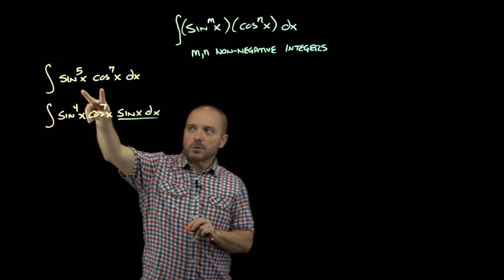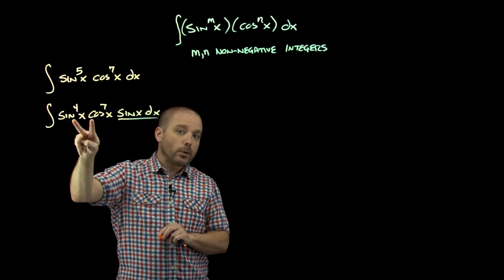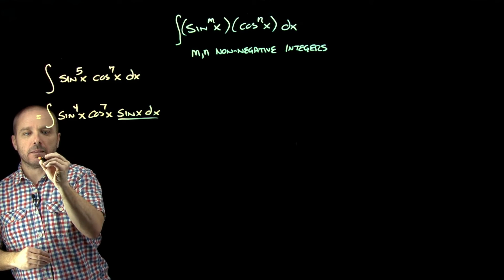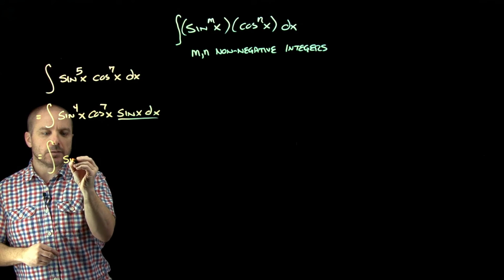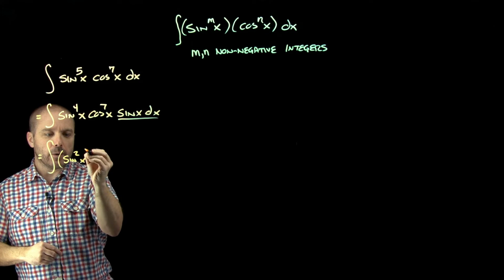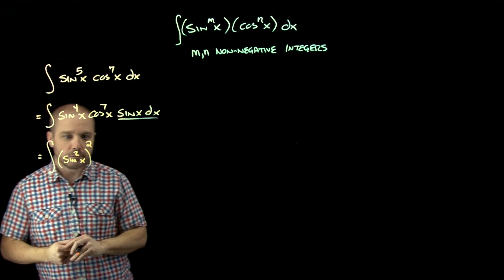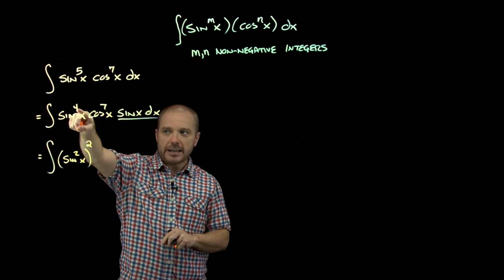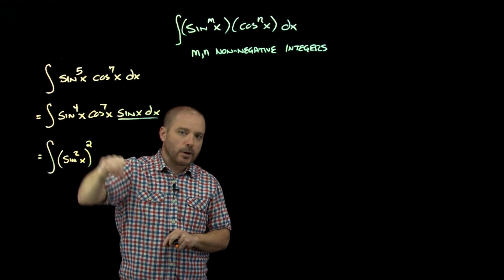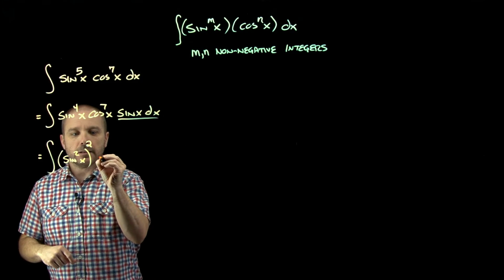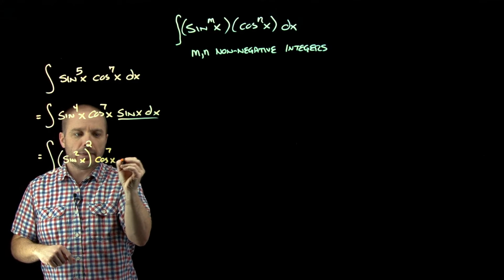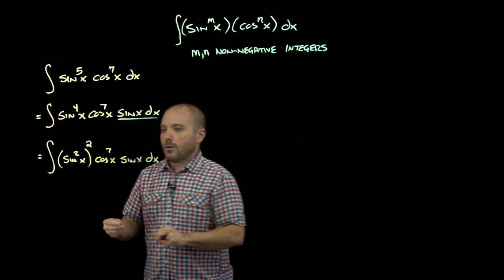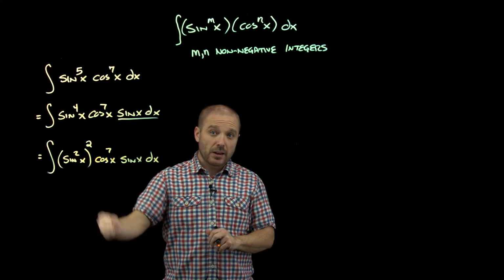Well, because this was odd, when I take one off, it's now even, which is good, because anything of even degree could be written as sine squared to a power. In this case, squared. But if this had been 8, 10, 12, 20, any even number, we could write it as sine squared to some power. And then cosine to the 7th, sine x dx. And now, once you have sine squared, you can use your Pythagorean identity.